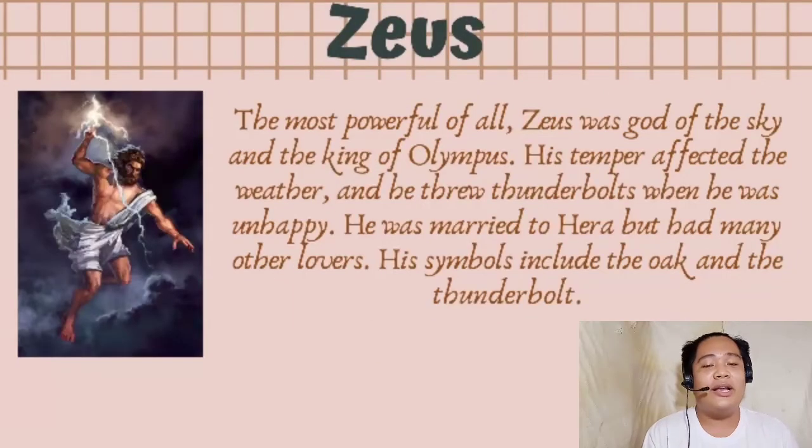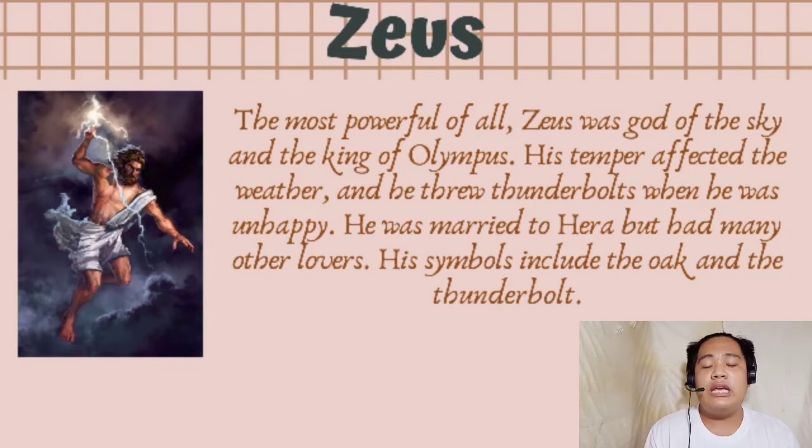So the first one is Zeus. So Zeus is the most powerful of all. So his Roman name is Jupiter. So he was the god of the sky, and he was the king of Olympus. So basically his temper affected the weather, and he threw thunderbolts when he was unhappy. So he was married to Hera, but had many lovers, and his symbols include the oak and the thunderbolt.